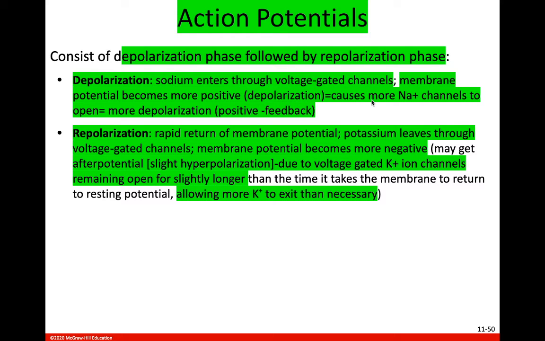This in turn causes even more sodium ion channels to open, which is going to let even more sodium in. So again, this is an example of positive feedback. When you get the depolarization, you get those voltage-gated sodium ion channels open, they let sodium in. This triggers even more voltage-gated sodium ion channels to open, which lets even more sodium in, and so it's just a positive feedback loop. And this is what causes contraction in muscles, for example. And then we have repolarization, and this is where we return to our resting membrane potential.